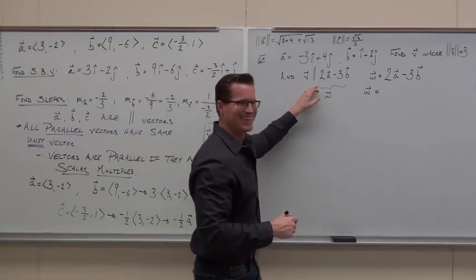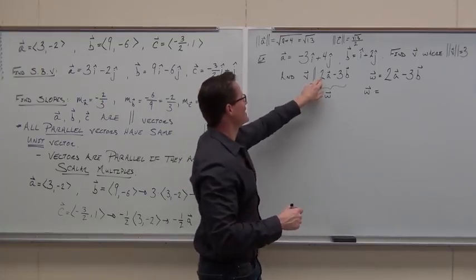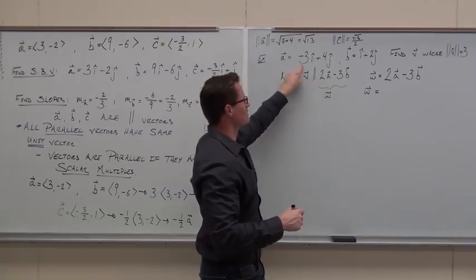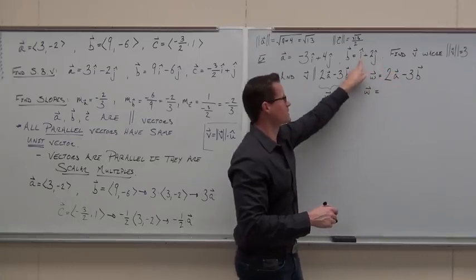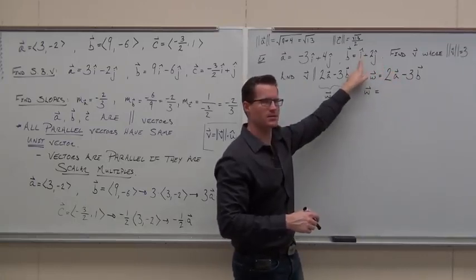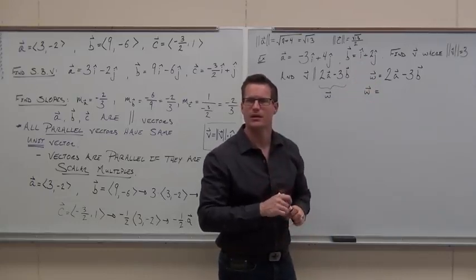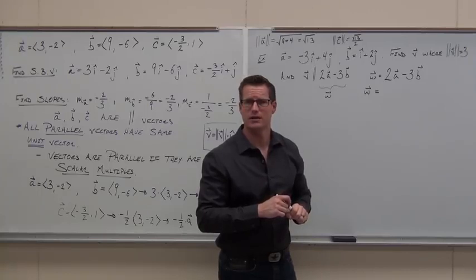So you take your 2 times negative 3, that's negative 6, minus 3 times i. So negative 6i minus 3i, what do you get for that? I get negative 9i. Did you get negative 9i? Do you know what I'm talking about?